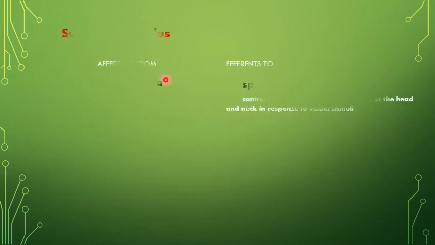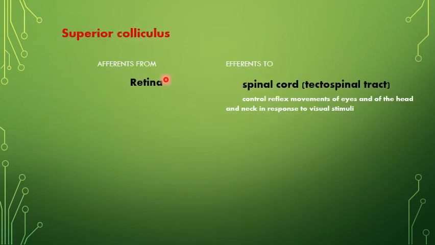So the next structure is the superior colliculus, which is the uppermost structure of the tectum. It receives the afferents from the retina and gives the efferent to the spinal cord, the tectospinal tract. Tectum here means the superior colliculus. Spinal tract means to the spinal cord. It controls the reflex movement of the eye and of the head and neck in response to visual stimuli. So according to the visual stimuli, the reflex movements of the eye, head and neck happen.